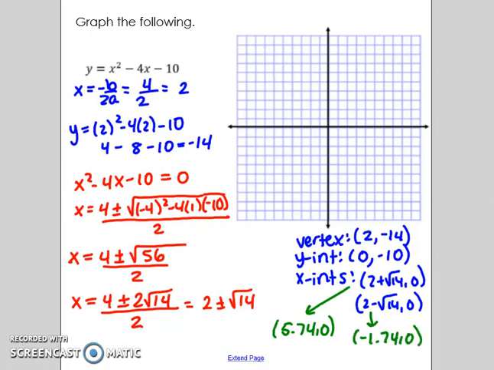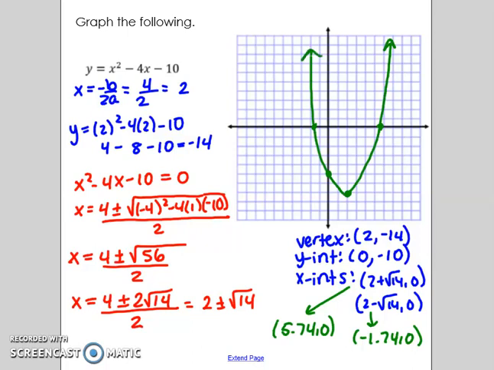So when we go to put it on the graph, I'm going to count my x's by ones and my y's by 2, because I'm kind of running out of space here. So I have 2, -14. So here's my vertex. 0, -10 is my y-intercept. Okay, and then my x-intercepts, I have 5.74, so about here, and -1.74, which is about here. So I can now connect them. Okay, and there's my graph.